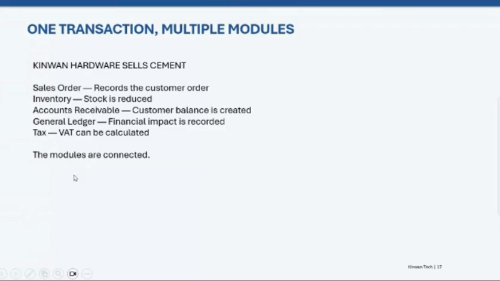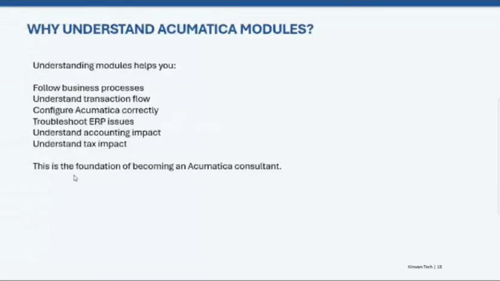These modules are interconnected rather than disintegrated into different subsystems. They are already integrated in one system. So this is the whole analogy of an ERP platform like Acumatica. So why understand Acumatica modules? Understanding modules helps you follow the business processes. You also understand the transaction flow which is occurring. You can also configure Acumatica correctly when doing the implementation. You can also troubleshoot ERP issues.